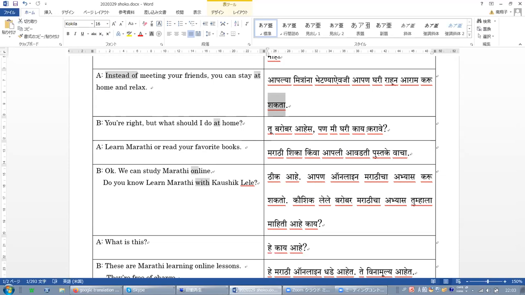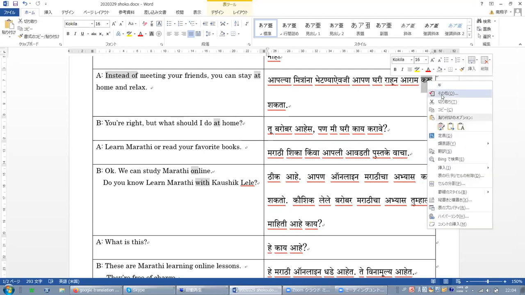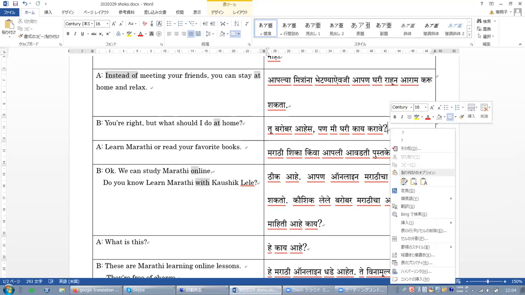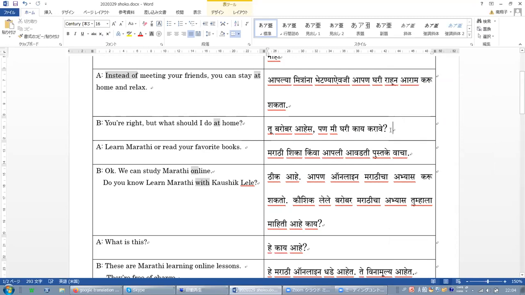Okay. So it's like asking a suggestion. Mm-hmm. What should I do? And what is karave? It's like a very formal way of giving suggestion or instruction. Okay. For example, roj sakali vyayam karava. Take exercise every morning. So when giving instruction very formally, we use that kind of structure. Or do not smoke here. Ye the dhumrapan karu na ye.